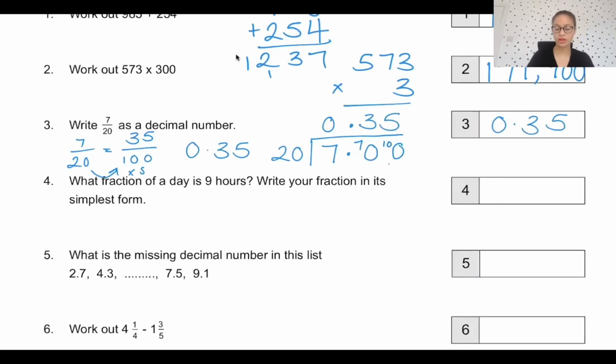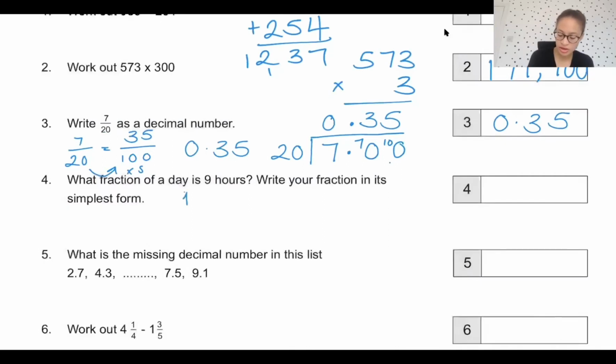Number 4, just quickly work that out for me. What fraction of a day is 9 hours? Write your fraction in its simplest form. Hopefully you know how many hours in a day. We've got 24 hours in a day. Good, lots of you are giving me the correct answer here. So 9 over 24, and then they both divide by 3, so that simplifies to 3/8. As this question said, write your answer in its simplest form, you would not get the mark if you put 9/24, so don't forget to simplify.